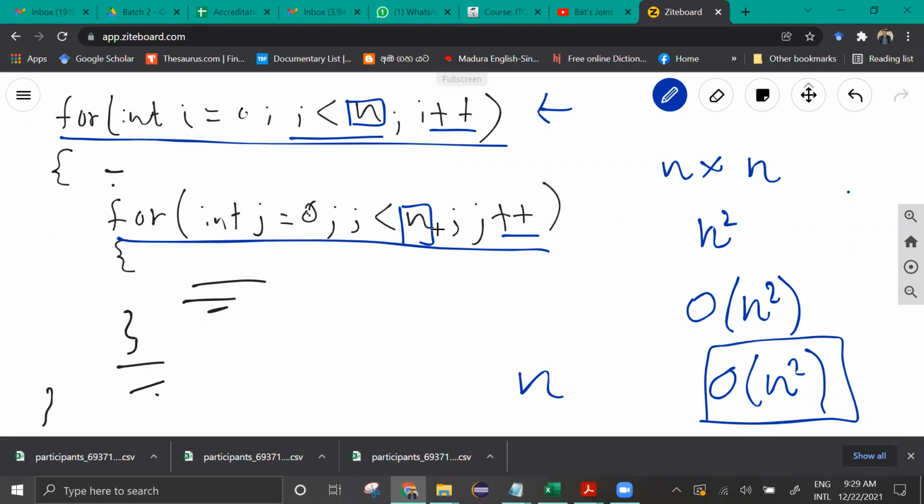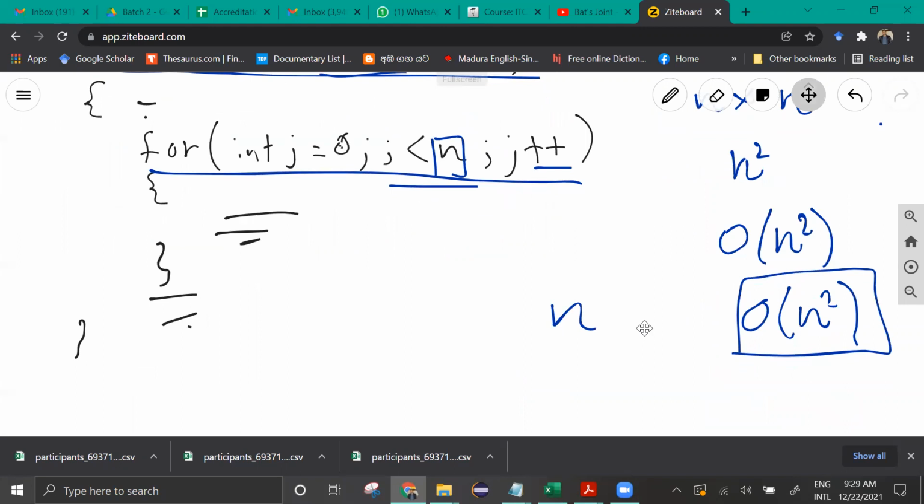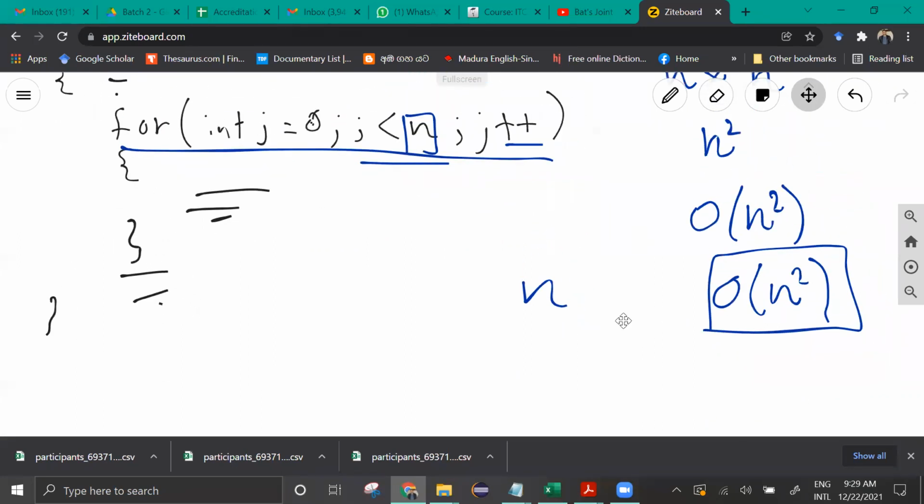So this is a very straightforward quadratic big O algorithm. It's very clear that we can see this loop goes N times, and this loop goes N times. It is big O N squared.